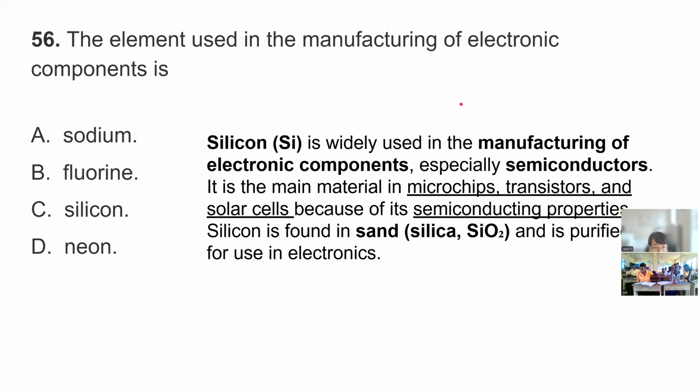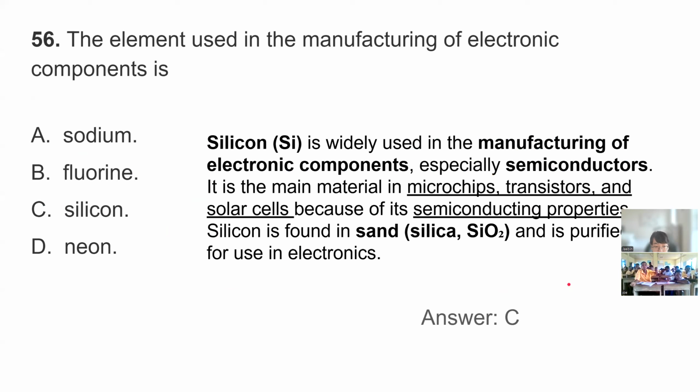Let's look at another type of question, moving on to maybe a different topic. So the element used in the manufacturing of electronic components is sodium, fluorine, silicon, or neon? I've provided some information here that silicon is widely used in the manufacturing of electronic components, especially as semiconductors.